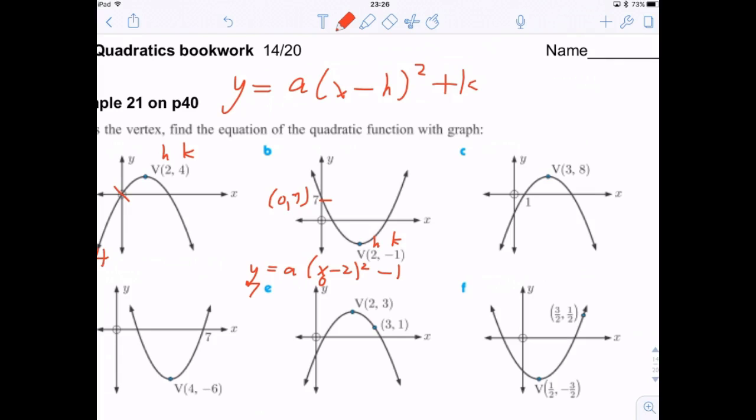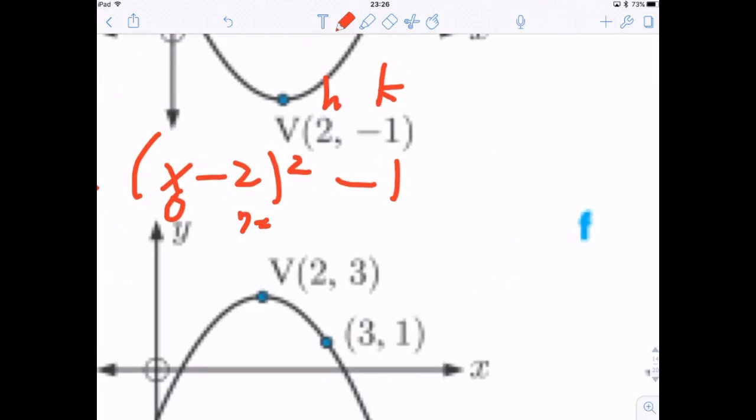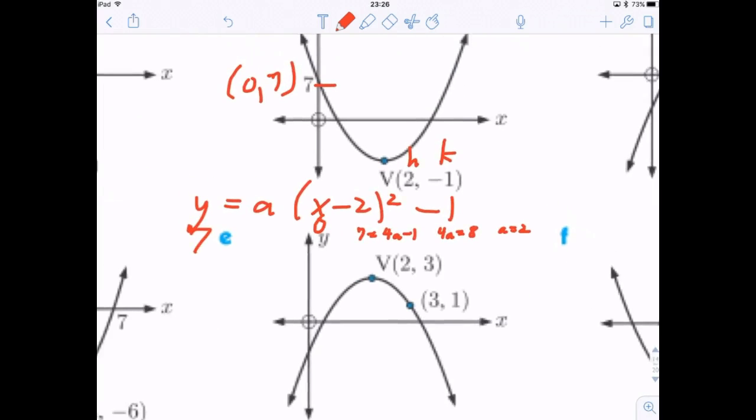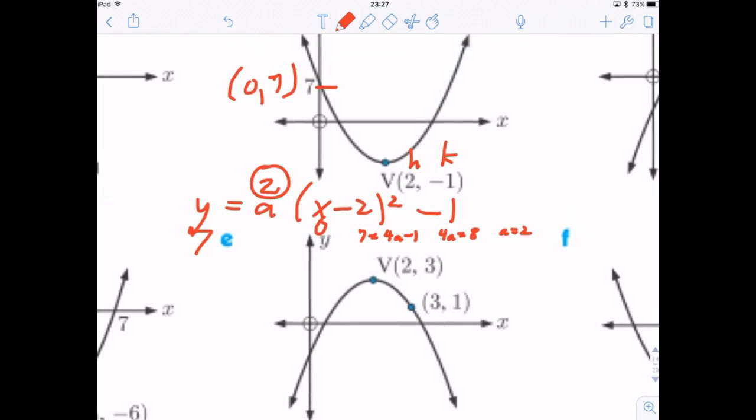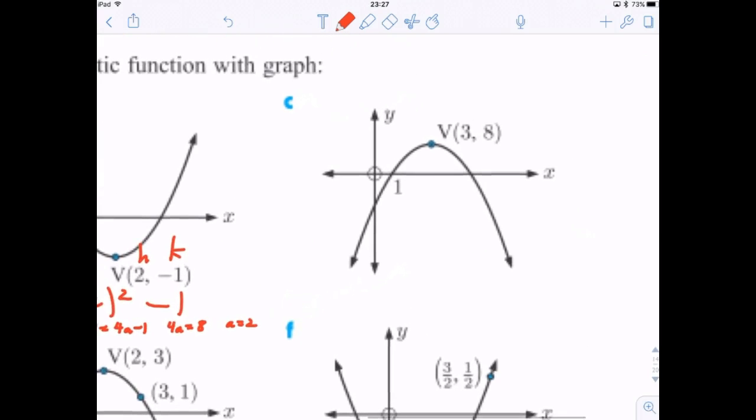Well, 0 minus 2 is negative 2, quantity squared is 4, minus, so that's 4a minus 1. So it's 7 equals 4a minus 1. Add 1 to both sides, we get 4a equals 8. And then divide both sides by 4, we get a equals 2. So this a is actually equal to 2. Okay? Getting used to this? It's not too bad, is it?